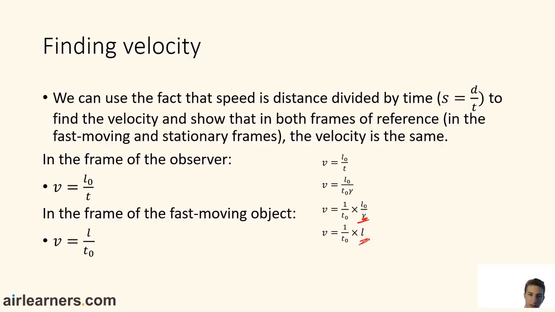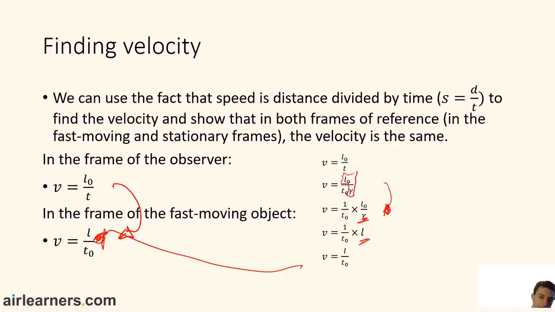I'm essentially saying that bit multiplied by 1 on the proper time between there and there. So with that, we can simplify that fraction, and we get the contracted length divided by the proper time, which is exactly that over here. So essentially what we've done is we've gone from here to here, and that way we can say that the velocity is the same in all frames of reference.